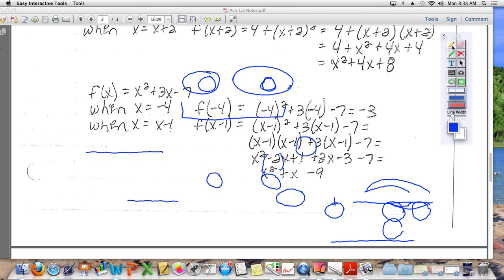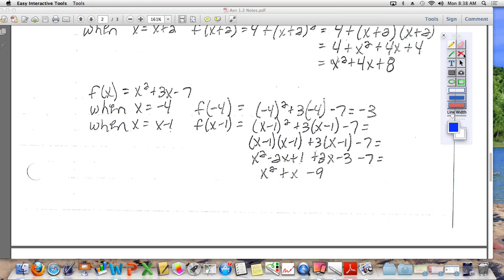Another example. f of x equals x squared plus 3x minus 7. What happens when x is negative 4? If x is negative 4, you just replace your x value with a negative 4.